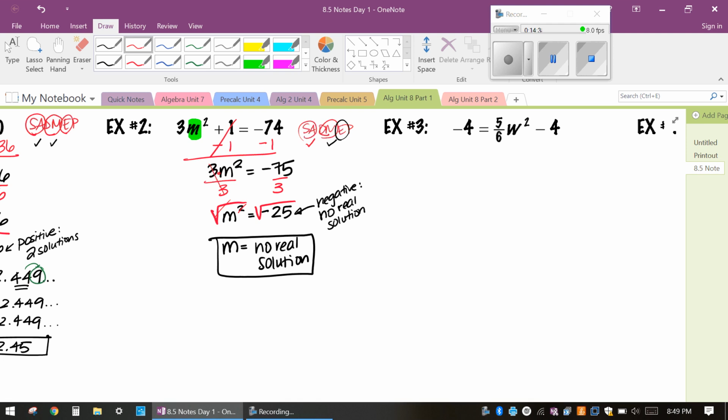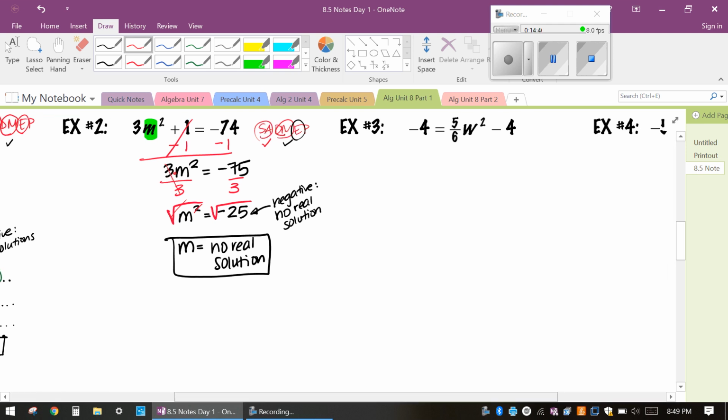As I look at example 3, I notice that again it has no linear term. That means I can use SADMAP. So I'm going to go ahead and cancel. Remember, you're trying to get the variable by itself. So in all of these, my goal was to get the variable by itself. That was different than factoring, because in factoring we wanted all the variables and numbers on the same side together with an equal to 0 on the other.